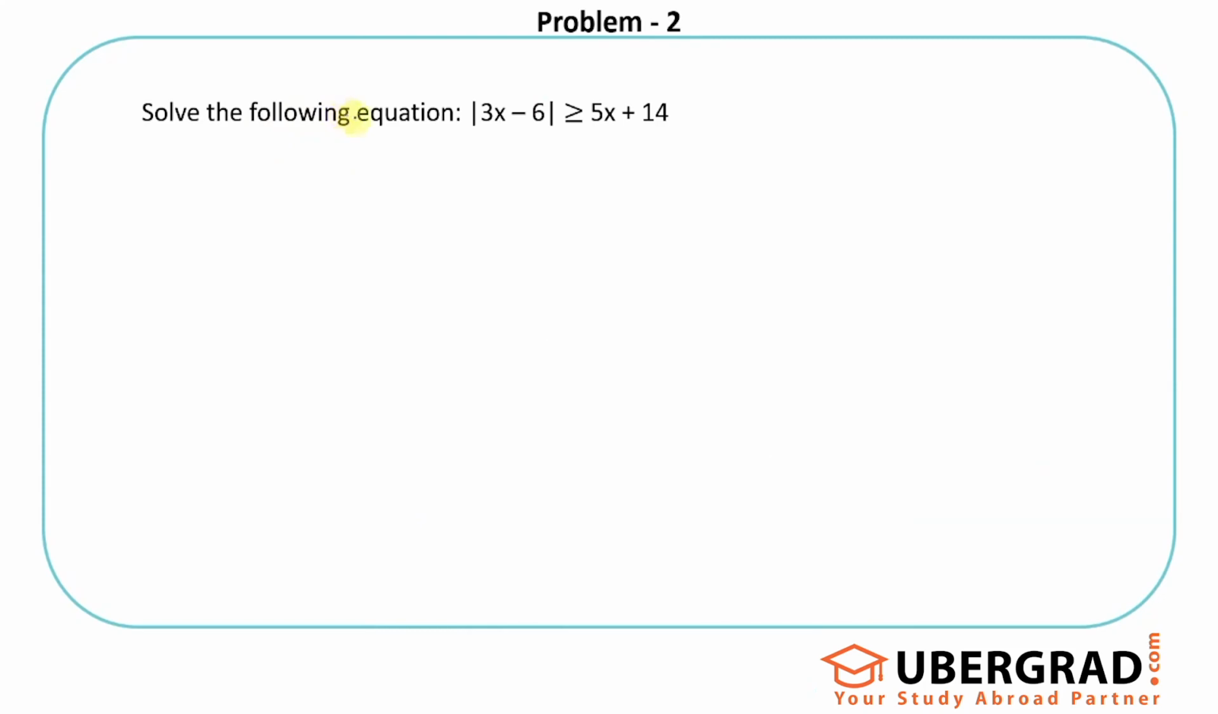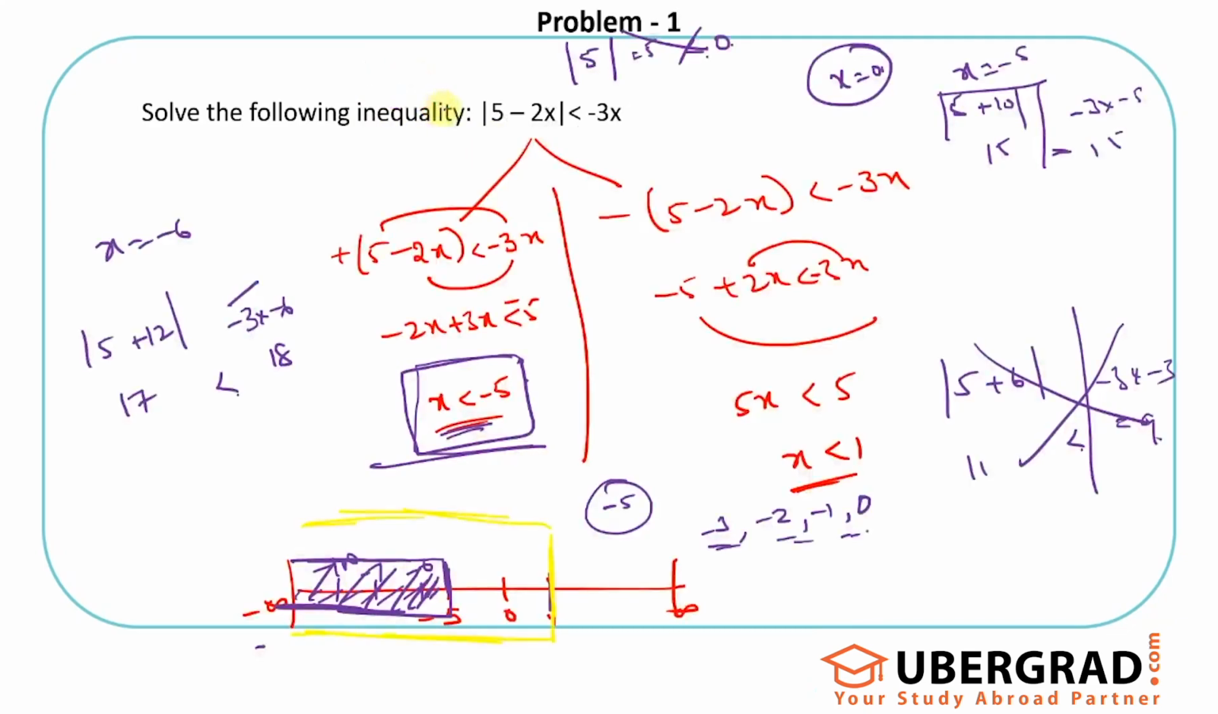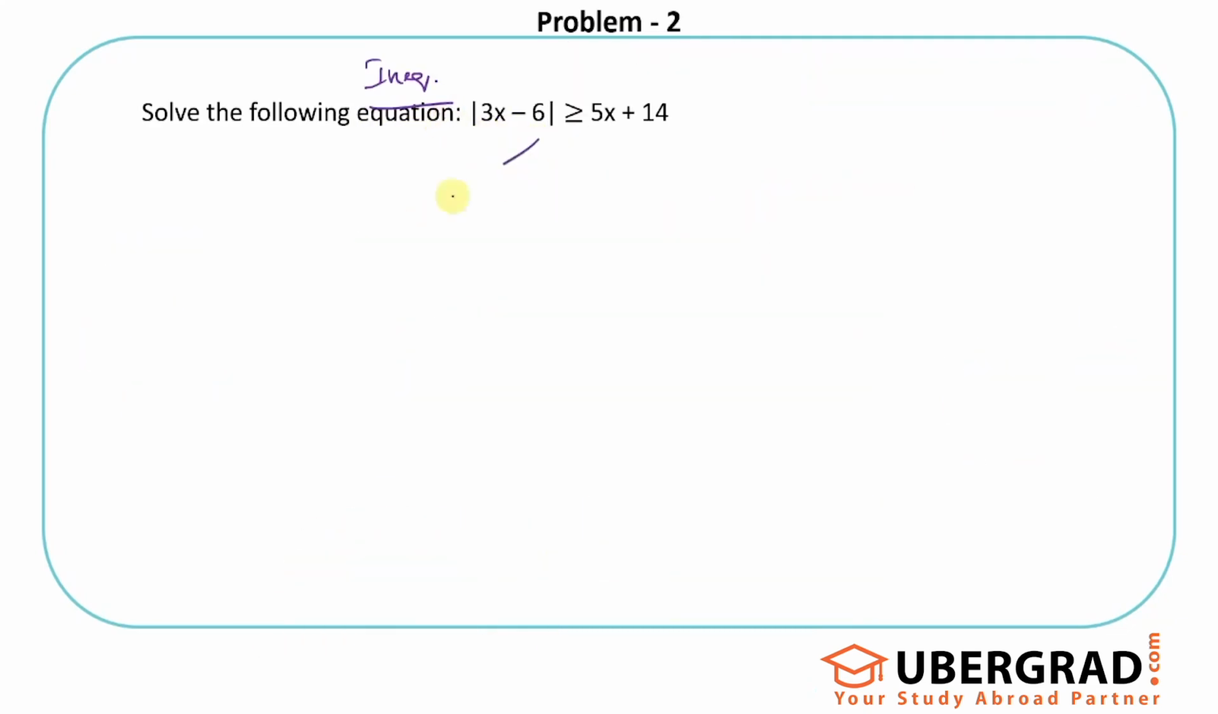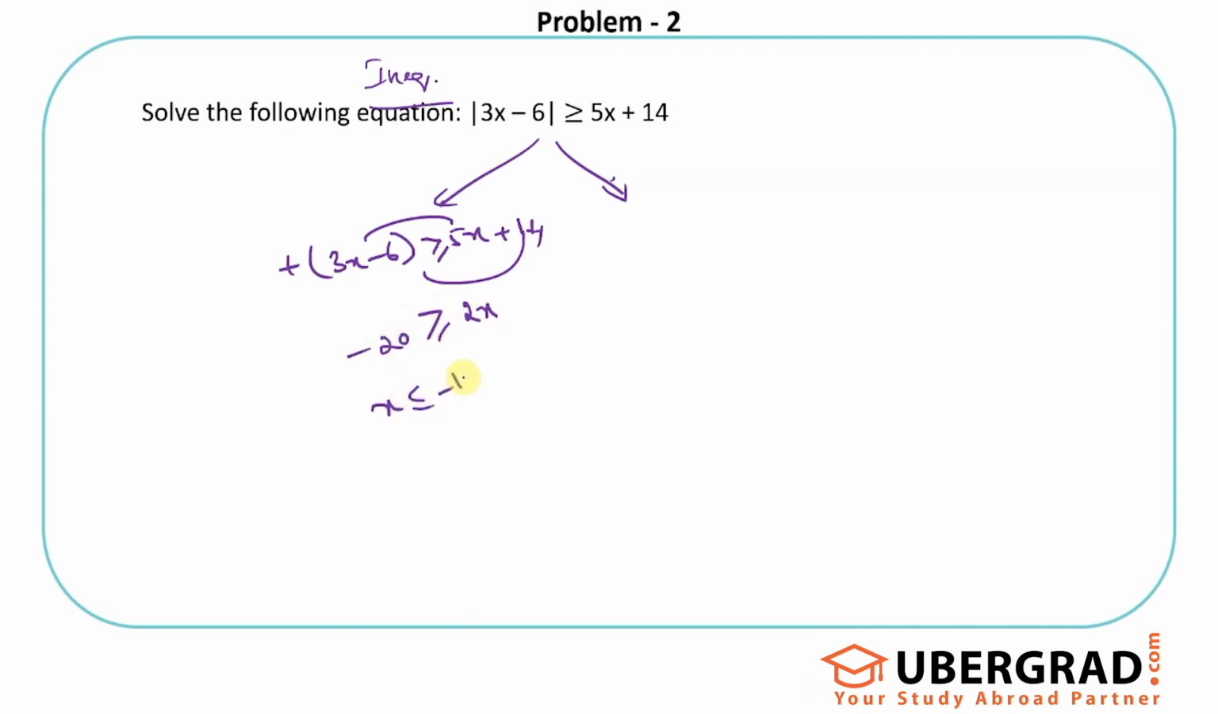So solve the following equation. So it should be inequality again. Right, same approach, let's do this. Mod of 3x minus 6 is greater than or equal to 5x plus 14. Send it to this side. So 5x minus 3x is 2x, and x is less than or equal to minus 10. That's what one side of it is coming out as.